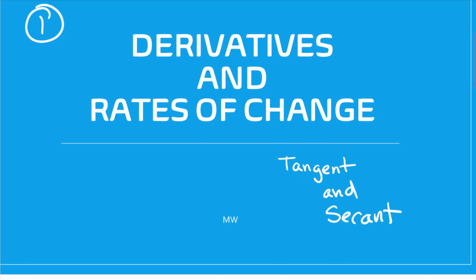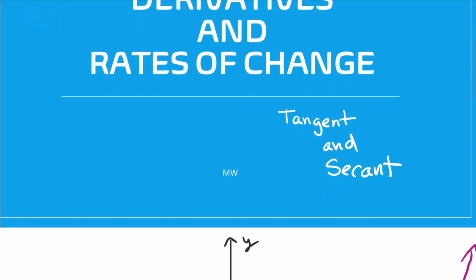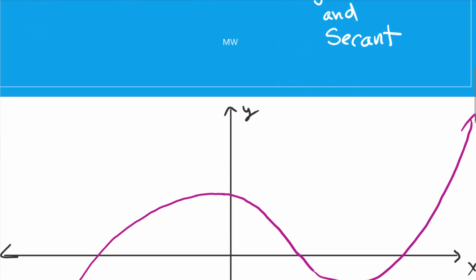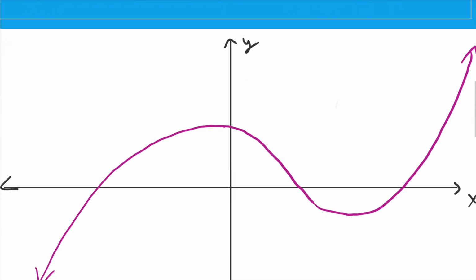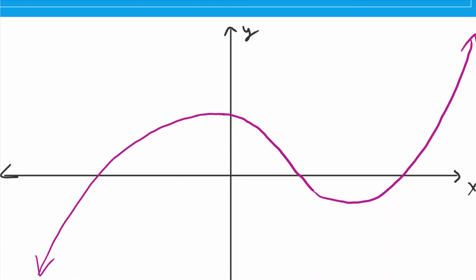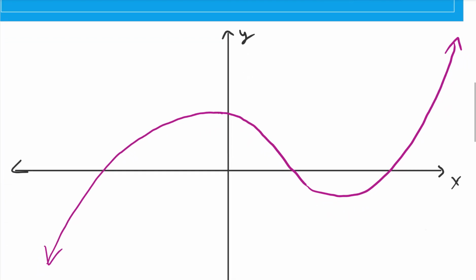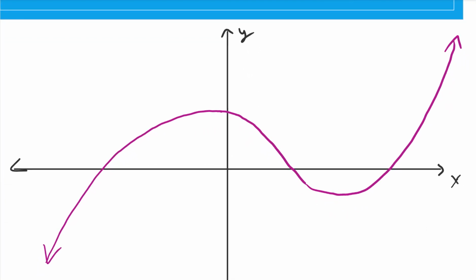So before we do that, we've got to be speaking the same language. We need to know what a secant line is and a tangent line. A secant line and a tangent line. So first let's describe a secant line. And I figured, you know what's best? We just draw you a picture of what a secant line is.